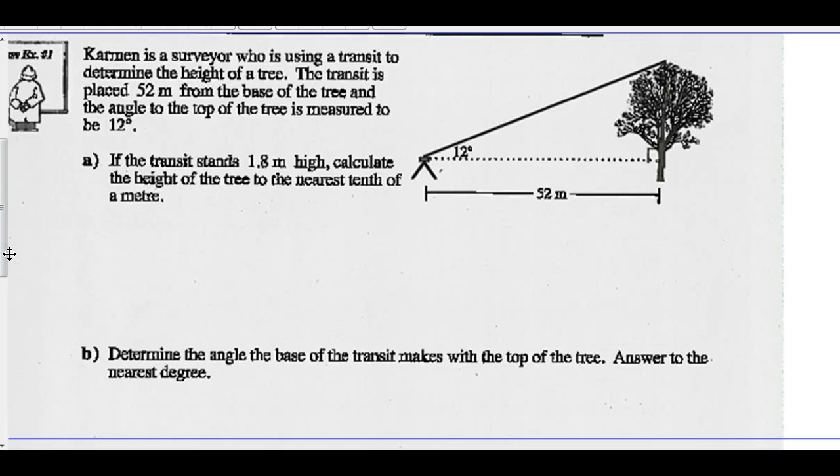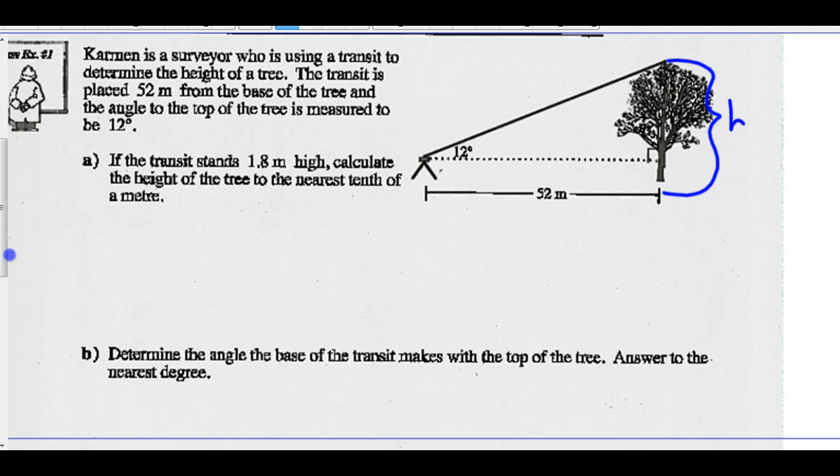Example 1. Carmen, a surveyor, is using a transit to determine the height of a tree. The transit is placed 52 meters from the base of the tree as shown. The angle to the top of the tree is measured to be 12 degrees. The transit stands 1.8 meters high. Calculate the height of the tree to the nearest tenth of a meter. So we are looking for this whole height of the tree.